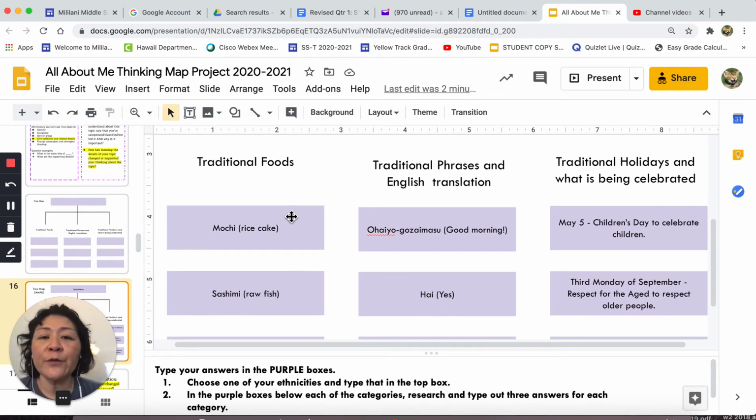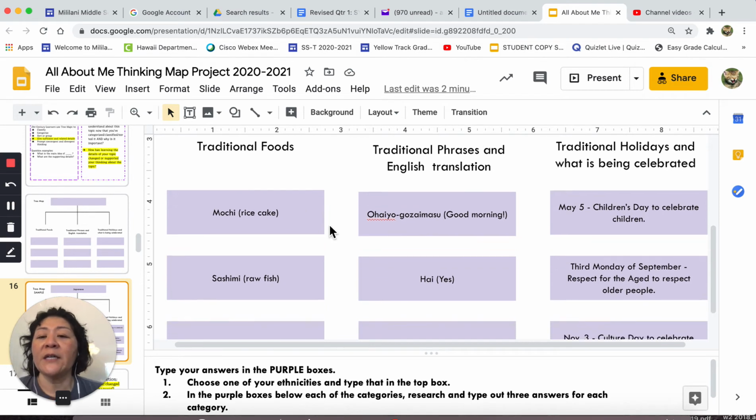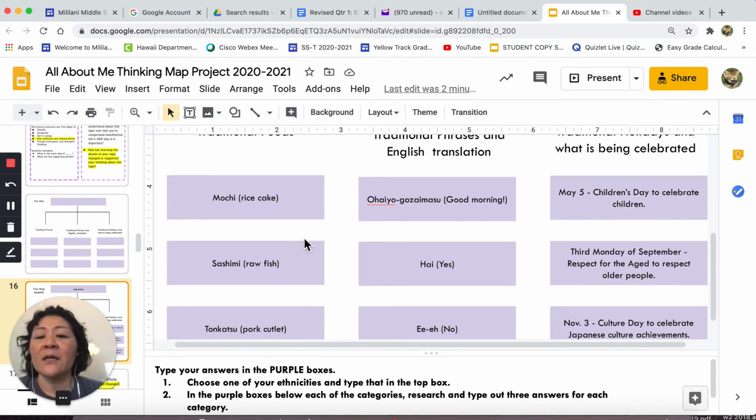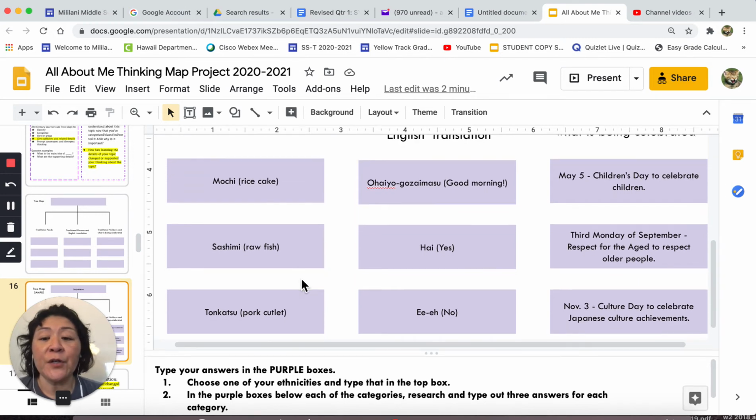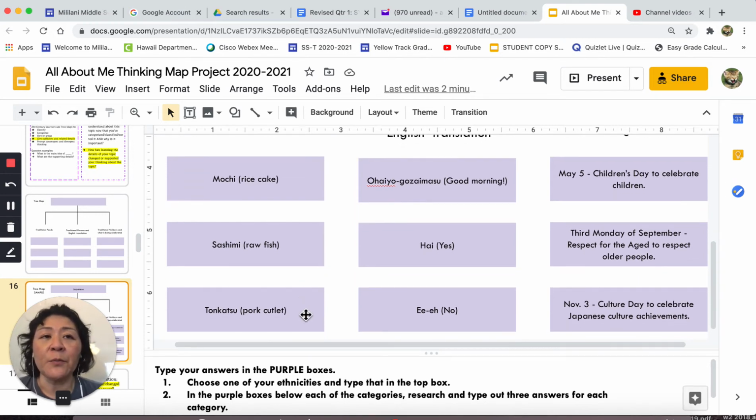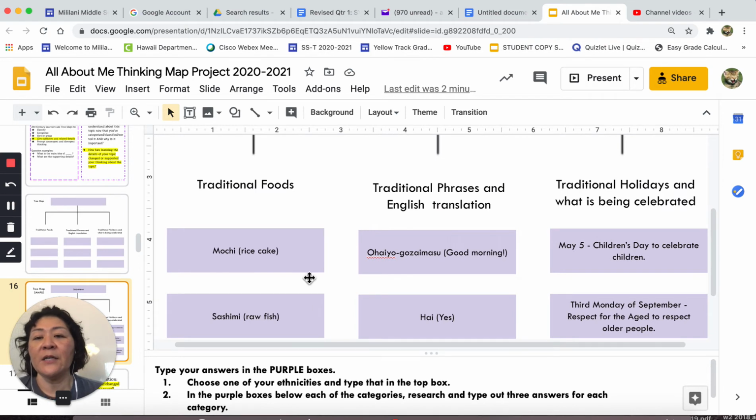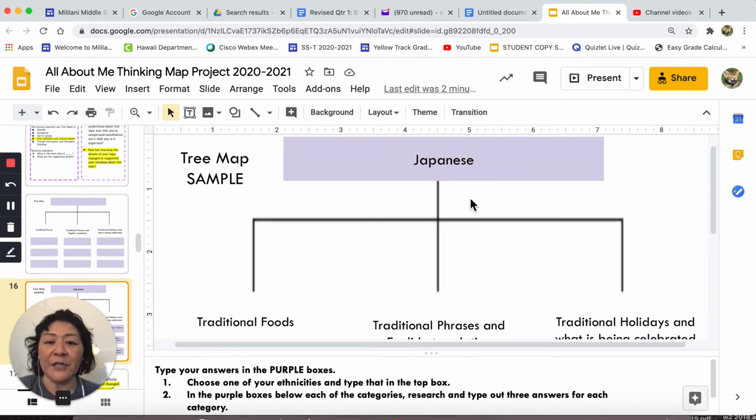So some traditional foods for Japanese culture are mochi, which is rice cake, a sticky rice cake; sashimi, which is raw fish; and tonkatsu, which is a pork cutlet. Okay? So these are things that are Japanese.